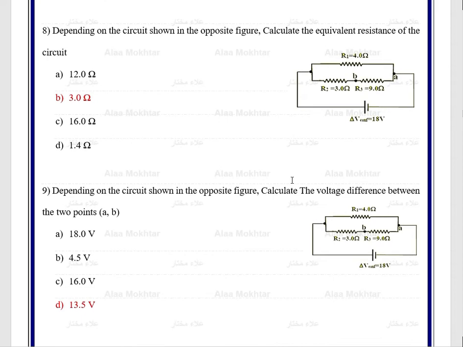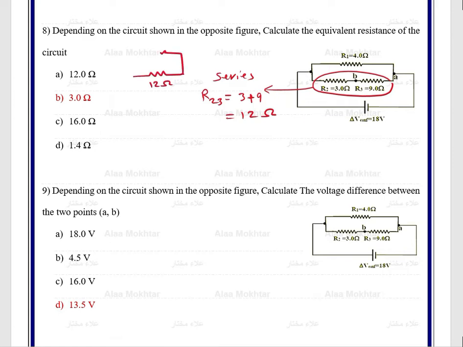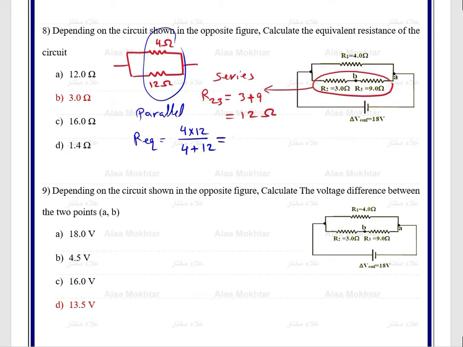The next question: depending on the circuit shown in the opposite figure, calculate the equivalent resistance of this circuit. Okay, let's start with R2 and R3 in the same branch. They are in series, so R23 equals 3 plus 9, which is 12 ohms. This is the first step. After that, this 12 ohms will be connected in parallel with 4. In parallel, Req equals 4 multiplied by 12 over 4 plus 12. The answer will be 3 ohms. This is the Req.